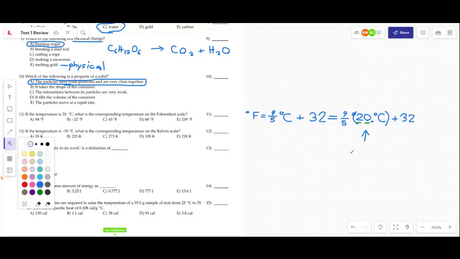So what's 9/5 times 20? 36. Yeah, 9/5 times 20 is 36. So this is going to be 36 plus 32. And that's going to give me a total of 68. So 20 degrees Celsius is 68 degrees Fahrenheit.